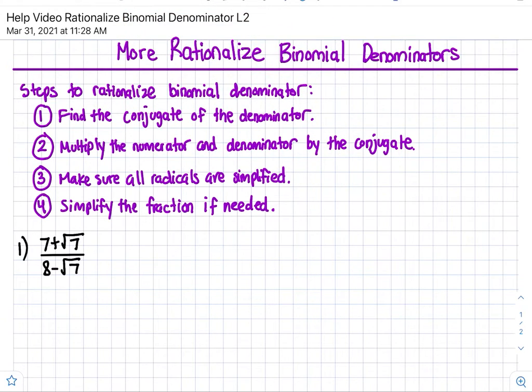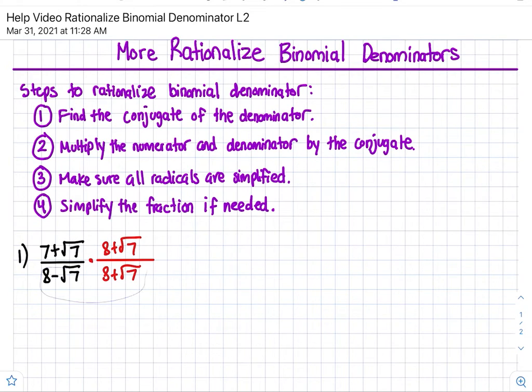So first we're going to find the conjugate. The conjugate is the opposite of this operation right there. So the conjugate of 8 minus radical 7 is 8 plus radical 7. So what we're going to do is multiply top and bottom by that. Now, when we go about this, you guys have to just make sure you do your double distribution. So I'm going to space stuff out.